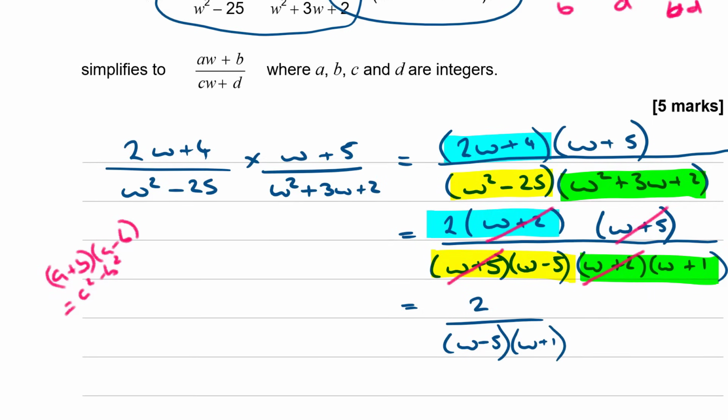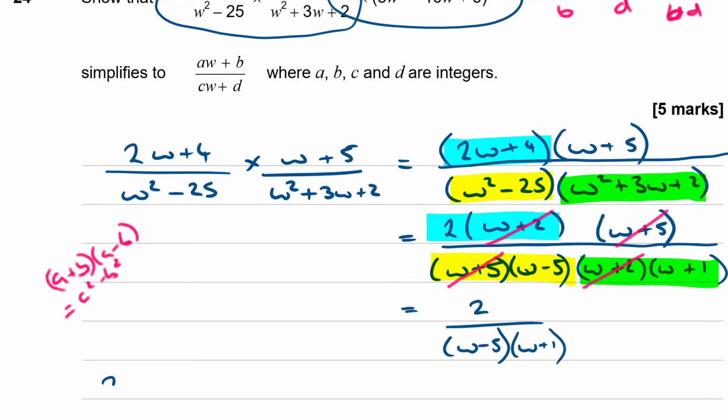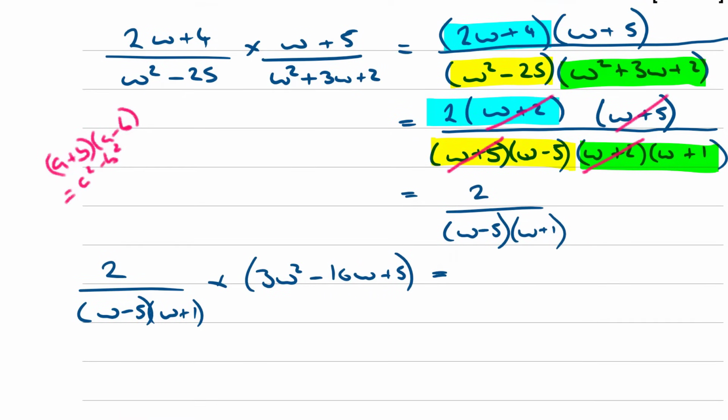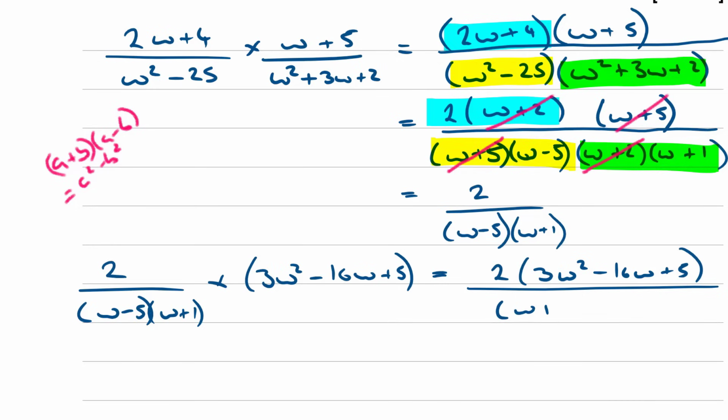So 2 over w minus 5, w plus 1 times 3w squared minus 16w plus 5. What's that equal to then? Well, that is 2 lots of 3w squared minus 16w plus 5 all over w minus 5, w plus 1.